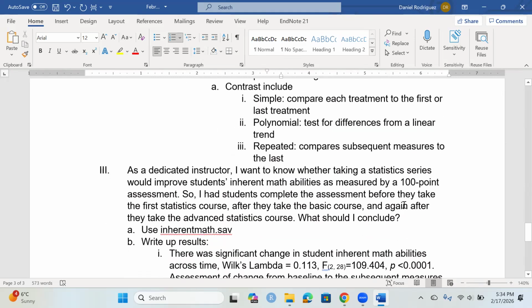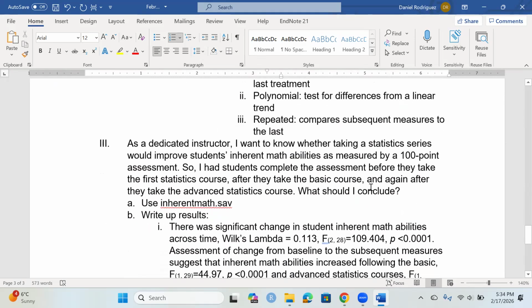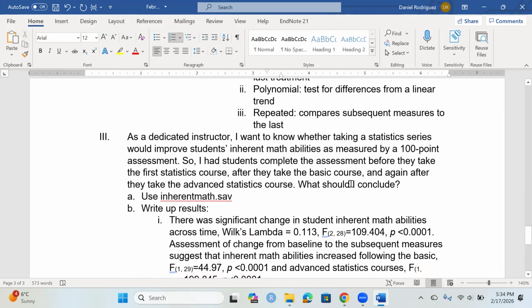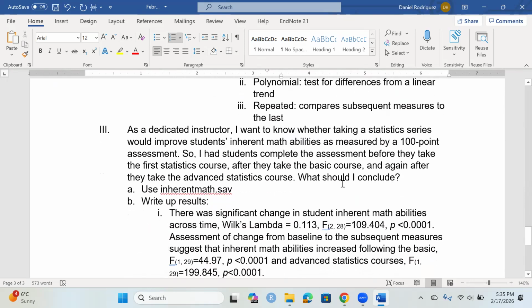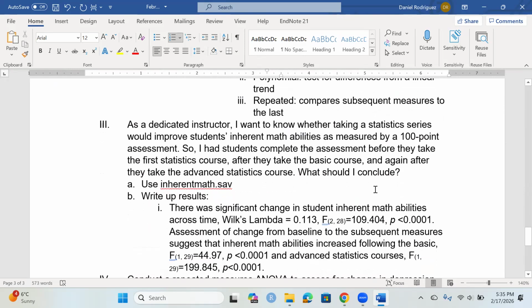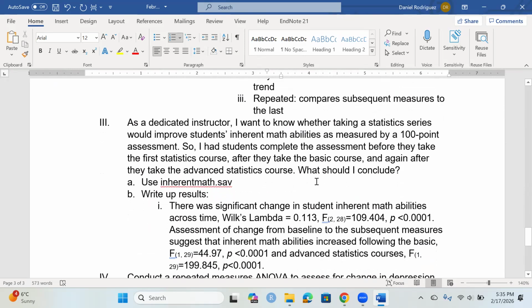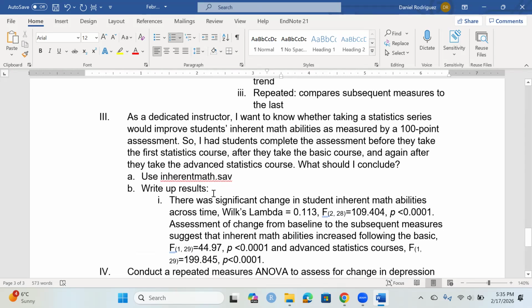All right, so let's do some examples here. As a dedicated instructor, I want to know whether taking a statistics series would improve students' inherent math abilities as measured by a 100 point assessment. So I had students complete the assessment before they take the first statistics course, after they take the basic course, and again after they take the advanced statistics course. Which should I conclude? We're going to use this data set, inherentmath.sav.